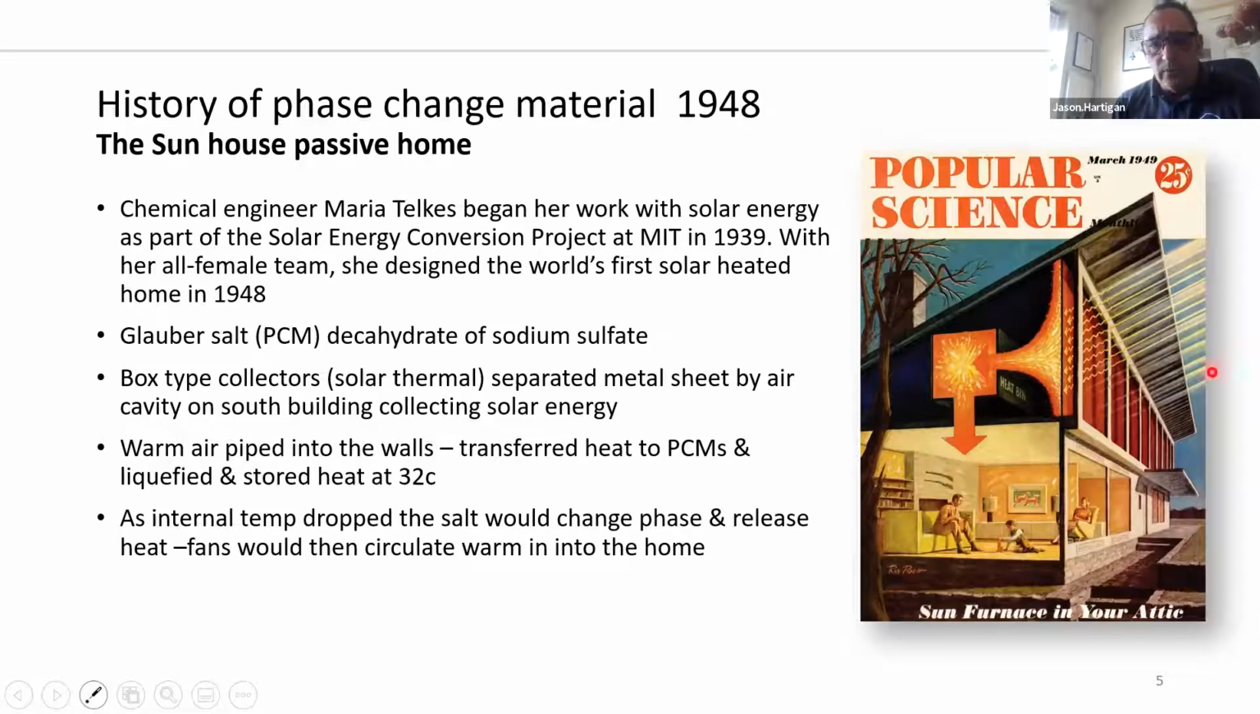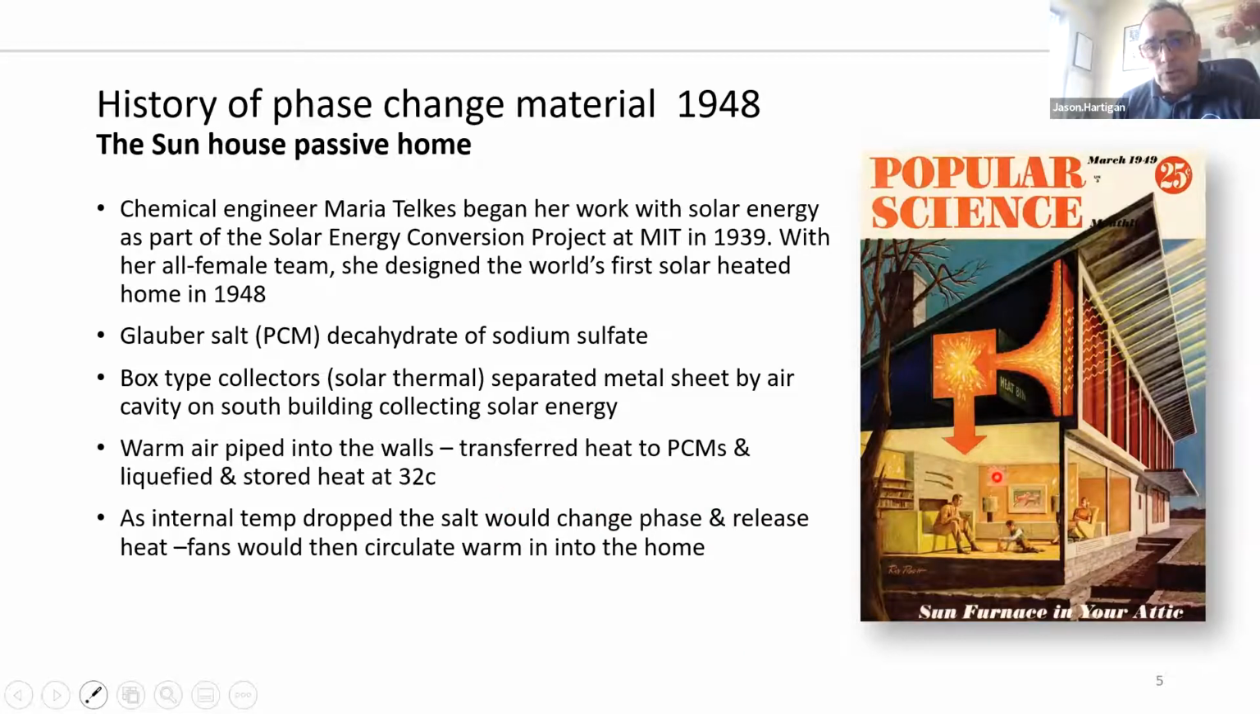So obviously the sunlight's going to warm the box collectors, and then at the back of the box collector there's a black sheet of metal. So that heat was then piped down into the barrels of globosol, and it transferred the heat into the phase change material, and it liquefied and stored that heat.